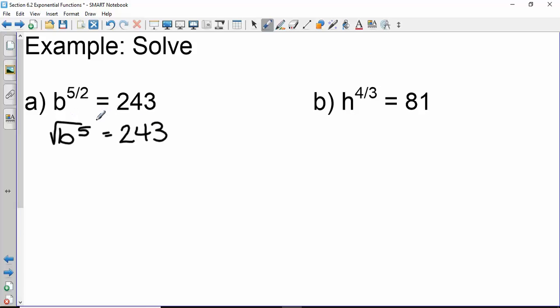If you want to get rid of the square root, you square each side. The square root and the square cancel. So b to the 5th equals 59,049. How do we get rid of a 5th power?